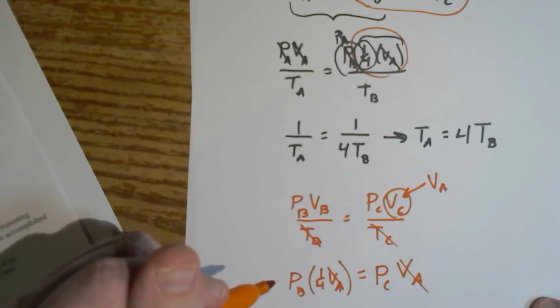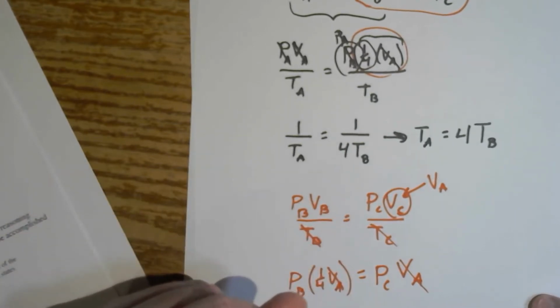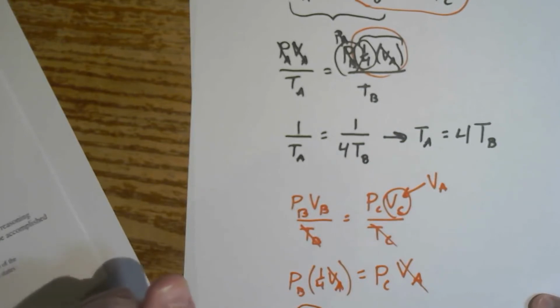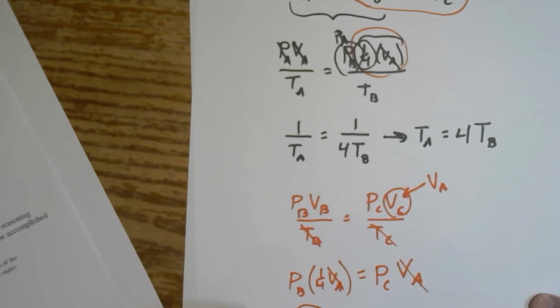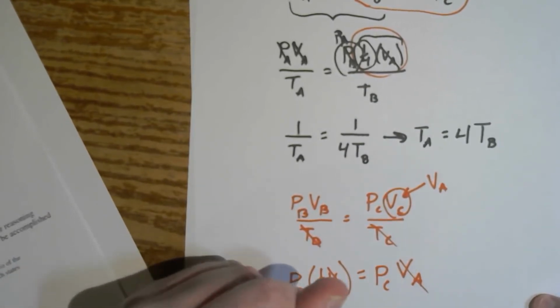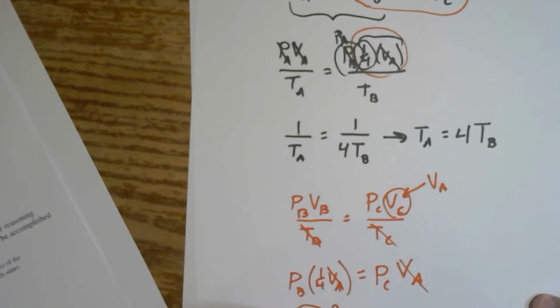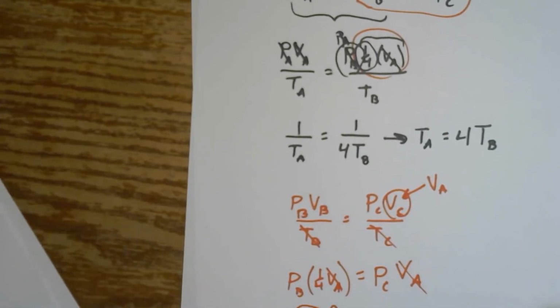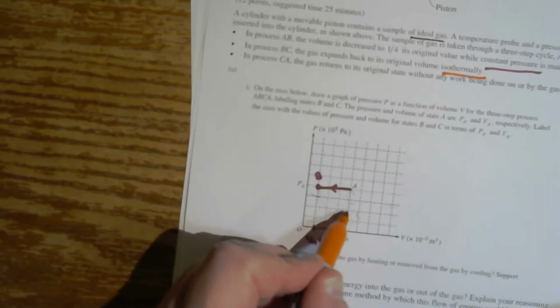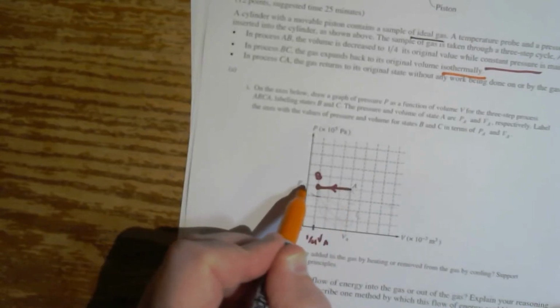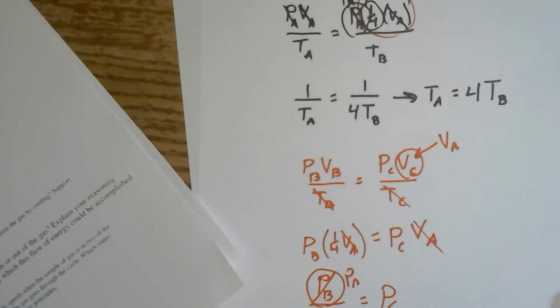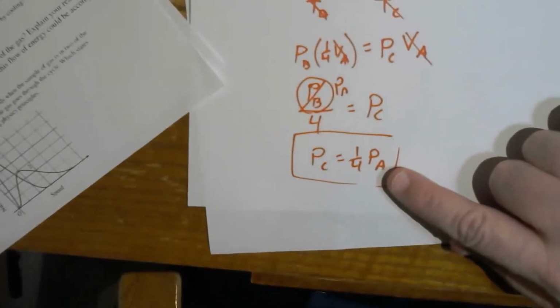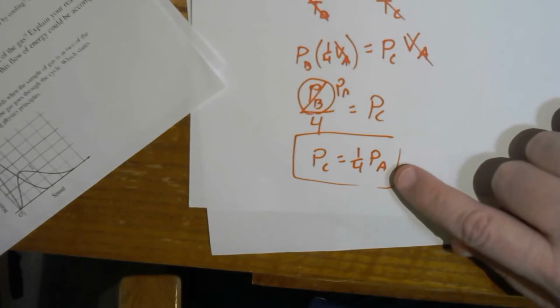All right? But once again, remember that the pressure at B is the same as the pressure of A, so the pressure at C is 1/4 the pressure at A. And so that'll allow us to find out what pressure state C will be in. It's going to be at 1/4 the pressure of A. That's what we said back here. 1/4 the pressure at A.